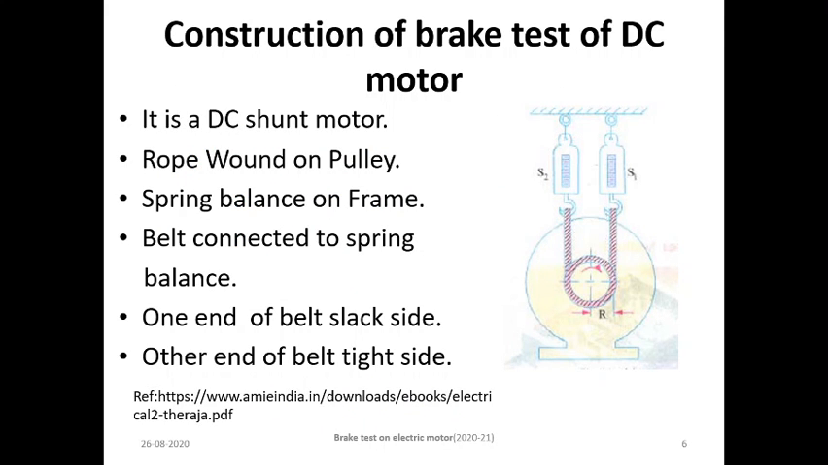So, construction of brake test on DC motor using the direct method. If you could see from the picture, it is a DC motor, and a rope is winded on the pulley, and you could see a spring balance named as S1 and S2, which is attached to the frame, and a belt is connected to the spring balance, and the load can be varied by adjusting wheels. I'll be telling that adjusting wheels in the next slide.